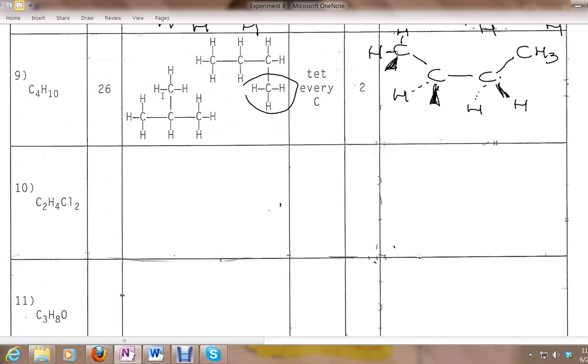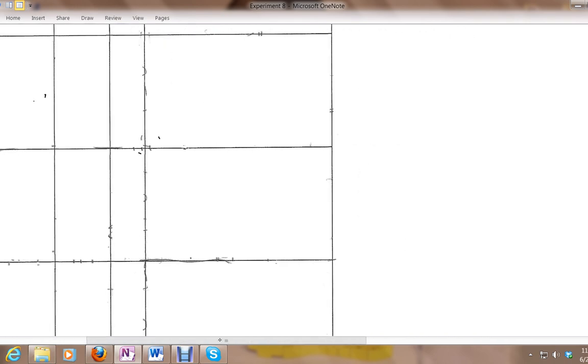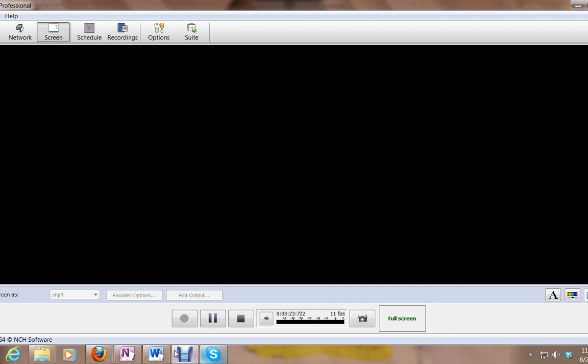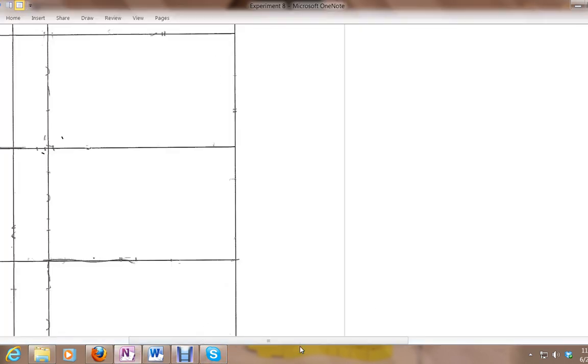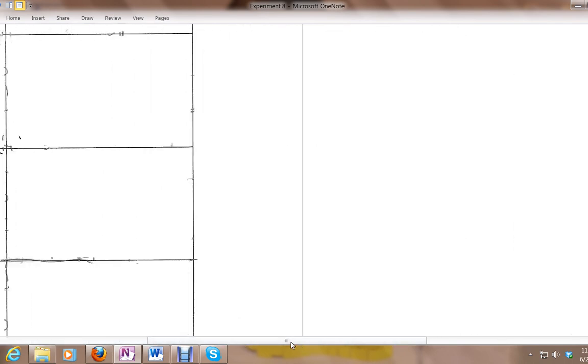Let's go to the next one. Okay, let's go step by step. Now this one, we have C2H4Cl2. I'm going to do it on the right and then in the box because I don't think it's going to fit. C2H4Cl2. Okay, we have two central atoms, two carbons.